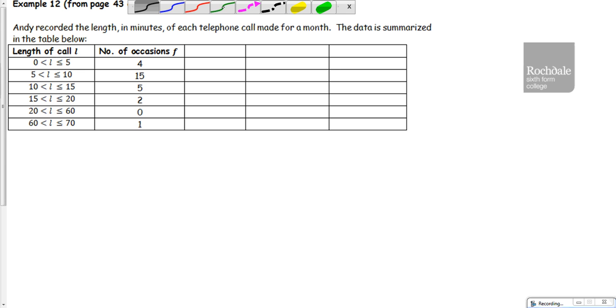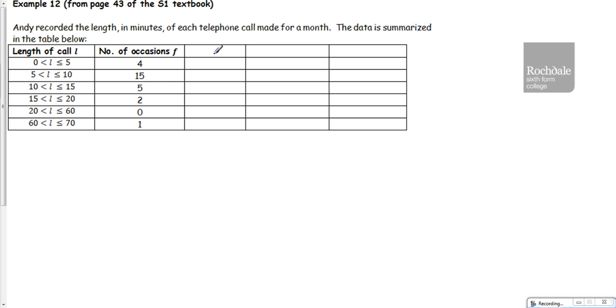Summarising data, example 12. We're getting on to some reasonably complicated examples now, but I'll go through them a little bit more quickly because I think we're getting the idea of this formula now. We're asked here to calculate an estimate of the standard deviation. It's an estimate because we've got grouped data. We don't know the exact data, so we can't work it out exactly.